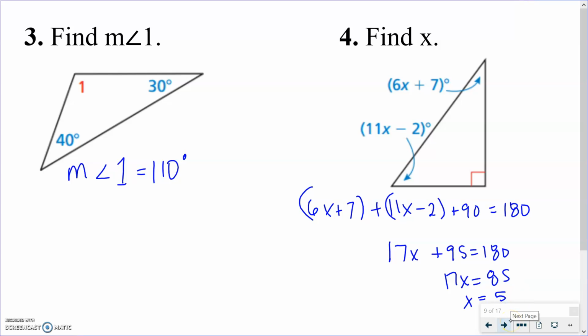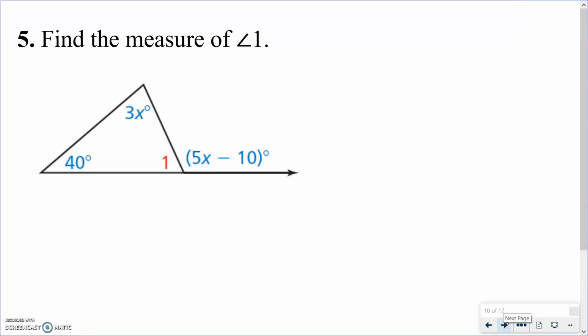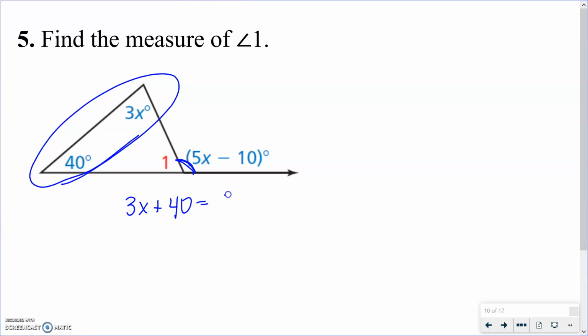Okay, so we can use the fact that there's 180 degrees total in a triangle, and that gets you the missing parts. Now we're going to use that exterior angle theorem, and we're going to find what angle 1 is after we solve for x. So the first thing we need to do is figure out what x is so that we can find the measure of angle 1. So I know if I take these two interior angles and set them equal to this exterior angle, then I can use that equation to solve for x.